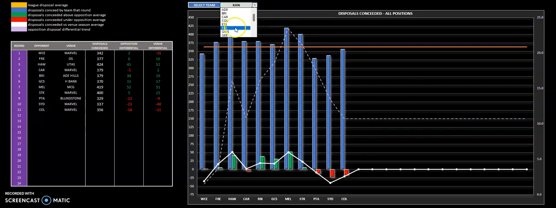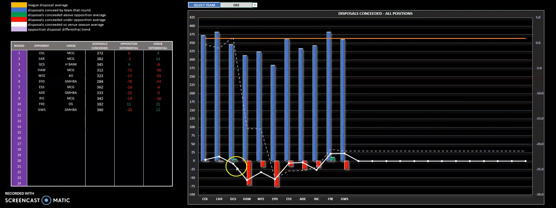If you look at someone like Geelong, they're ridiculous. Okay, they just keep teams under their average. Do not bet on disposal over. Well, be aware that if your team's playing Geelong, they are going to heavily restrict the ball.